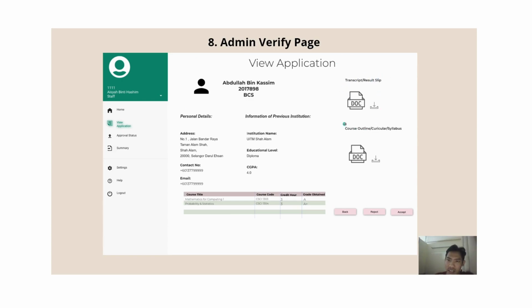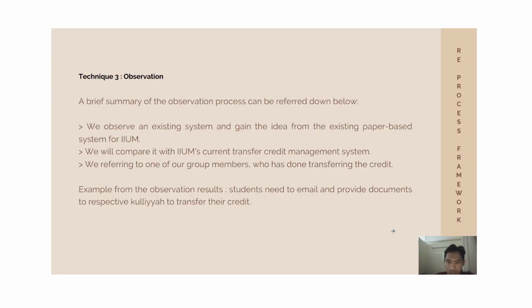So here is the transcript where the admin can download the related documents submitted by the students, like a transcript, a course outline, just like that. And then this one is what the student applied for the courses. So the admin can have the choice whether they want to reject or accept the application. Okay, the third technique of our elicitation technique is observation.